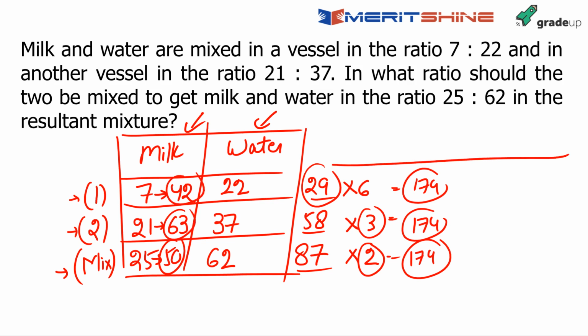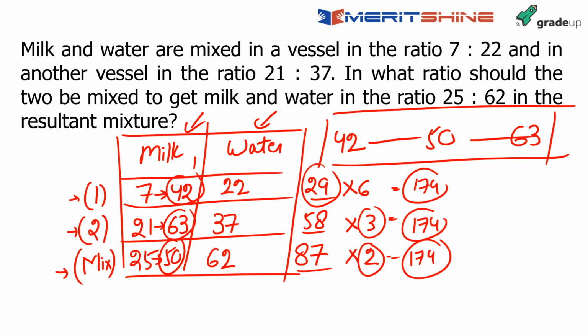Now these are your numbers. What will it become, tell me? I am making this bar separately. So this is basically 42, 50, 63. These are the numbers of milk. Fine. So once you realize these are numbers, what is the difference here? 8. Where does this 8 get allocated? Here. Fine. What is this difference? 63 minus 50? 13. Where does this 13 get allocated? Here. So the answer becomes 13 is to 8.